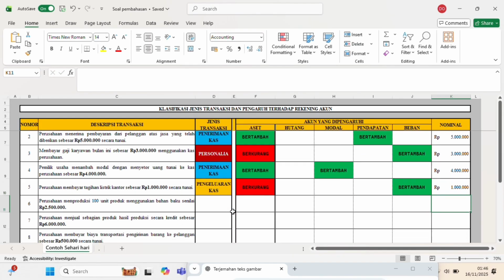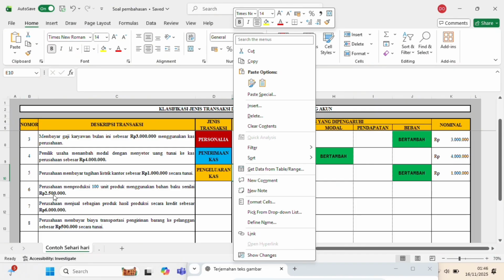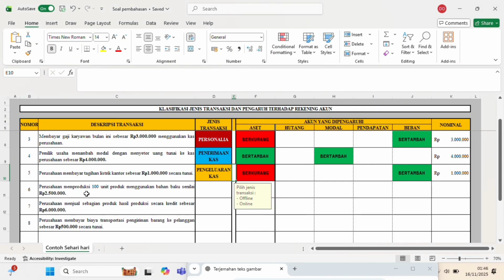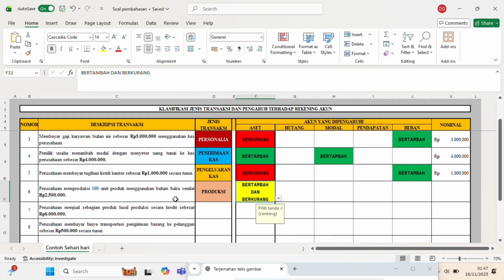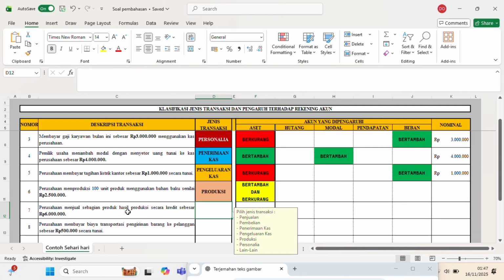Number 6. The company produced 100 units of product using raw material worth 2,500,000. This transaction is classified as a production transaction. The accounts affected are raw material, an asset, decreases, and inventory, an asset, increases. So one asset decreases and another asset increases, amount 2,500,000.